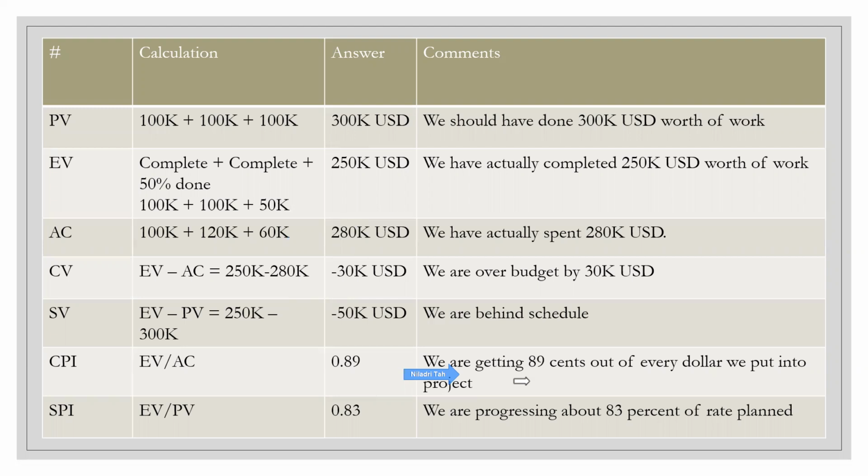If we have got 100 cents per dollar, then fine, we are as per the plan. If we would have got 110 cents per dollar, then we are earning more than what we are spending. That's a very good trend. And finally, SPI. SPI is EV by PV.